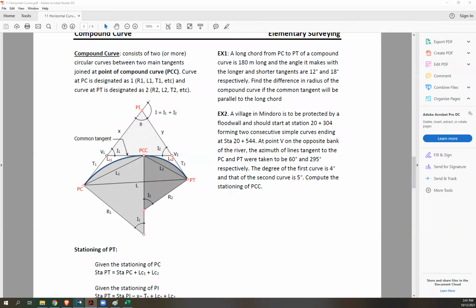Okay, let's draw that. So this is a hint on how to draw that. Common tangent parallel to long chord. This is what we call your common tangent. Okay? Because they lie on the same horizontal line or on the same straight line. And this is your long chord from PC to PT. So they should be drawn in a parallel manner. So let's do that.